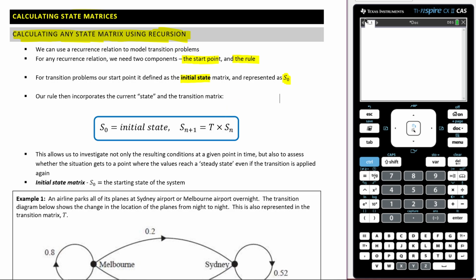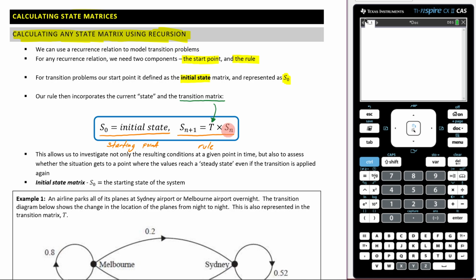And as you can see, this starting point, so S of 0, is our initial state and it's our starting point. So let's write here, it's our starting point, where we're beginning from. And then we also have our rule. So let's underline this and write that this is our rule. And what we do to find our next state is we take our transition matrix, which is here represented by the letter T, and we multiply it by the previous state.